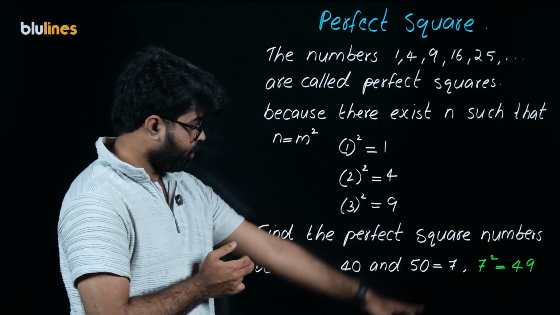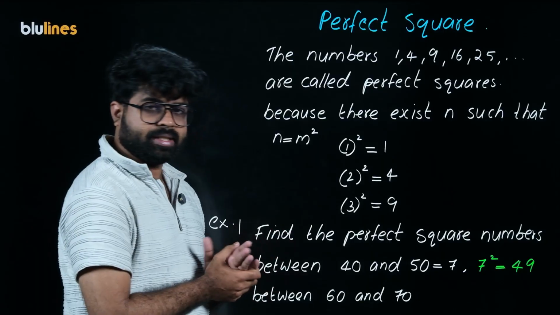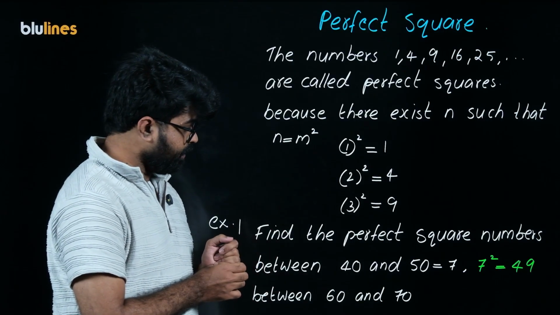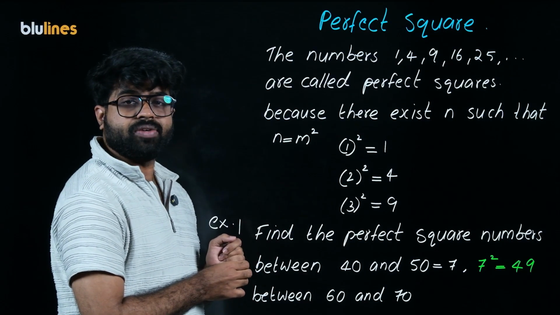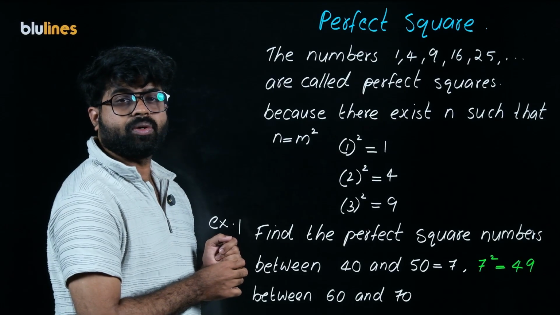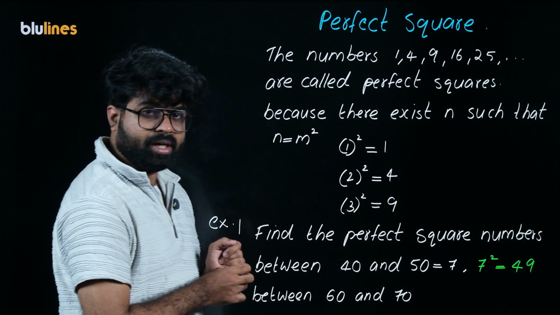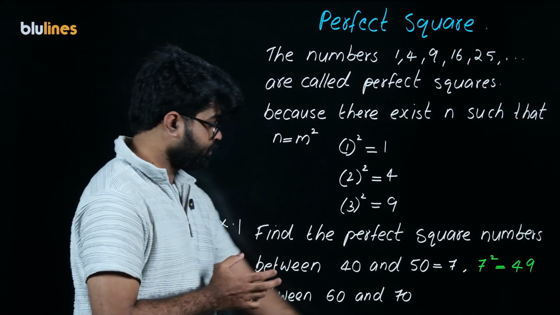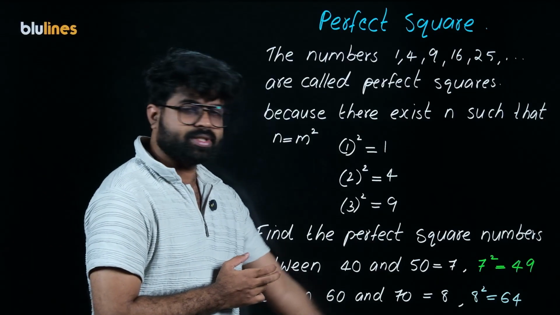Next one: between 60 and 70, we can choose the number 64, which is equal to 8 squared. So there exists a perfect square, 64, which is equal to 8 squared.